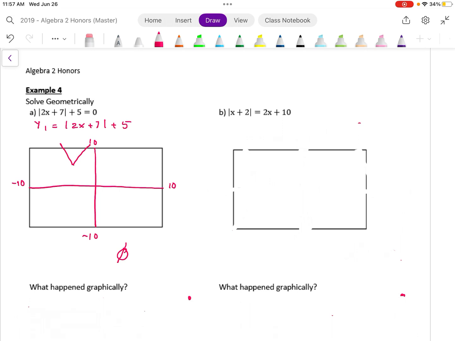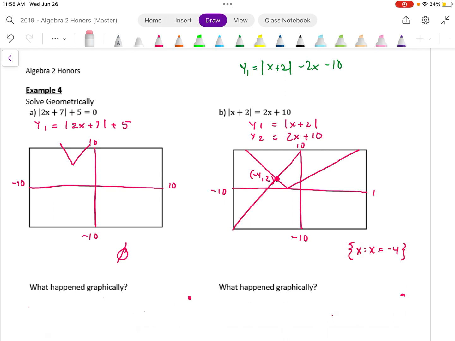For the second one, I hope you tried. I did Calc intersect when I did this one. That's what made the most sense to me. So you would do y1 and y2 is equal to, but again, you could have done Calc 0 if you wanted to. I'll show you what that would have looked like here. You would have done y1 is equal to the absolute value of x plus 2 minus 2x minus 10 instead. But I happen to do Calc intersect, and it looks like this here.